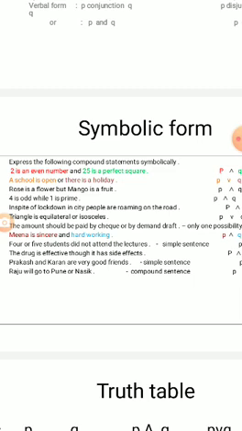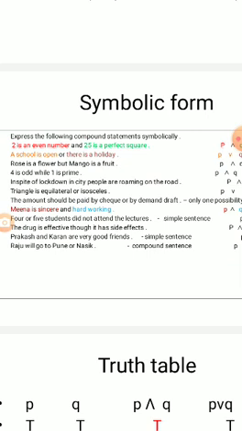P inverted V Q. 4 is odd while 1 is prime. Again, a compound statement having a logical connective while. Third, next statement: in spite of lockdown in the city, people are roaming on the road. Again, there are two simple sentences connected by and. In spite of lockdown in city means there is lockdown in city, but people are roaming on the road. So one sentence is P and the other is Q.